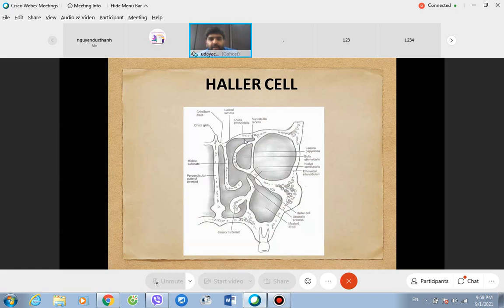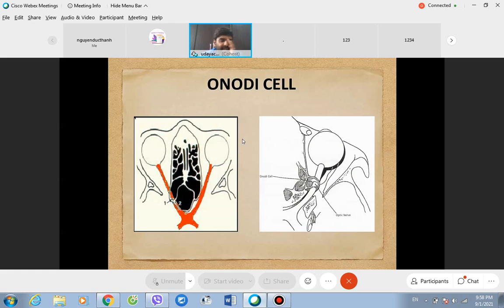The next anatomical variation is an Onodi cell. Onodi cell is the lateral posterior extension of the posterior group of ethmoidal air cells. Remember, lateral and posterior. Lateral and posterior to the ethmoidal air cells is the optic nerve. So, an Onodi cell most commonly pneumatizes onto the optic nerve. It is lateral and posterior. Remember both of these. Pneumatizes onto the optic nerve.